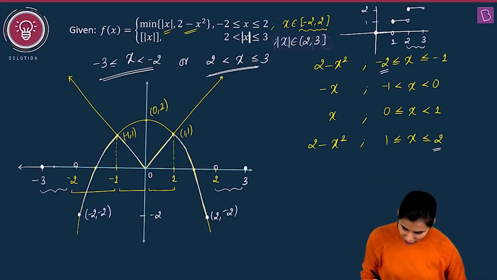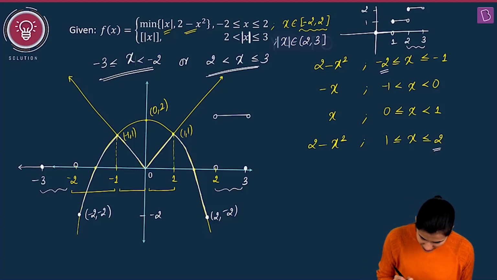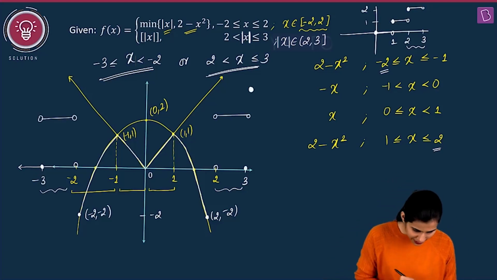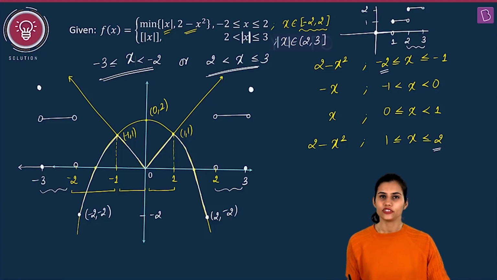Okay? So here, from 2 to 3 strictly, this is going to be the graph. And from -3 to -2, again strictly, this is going to be the graph. Whereas at 3, the value of the function will be 3. And at -3, again, the value of the function will be 3. Do you get it? Yes.